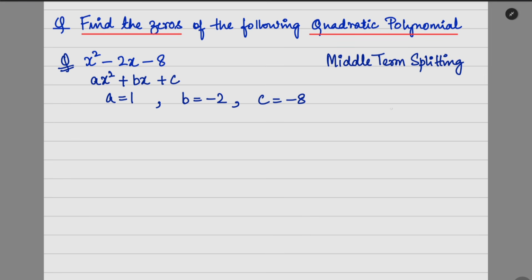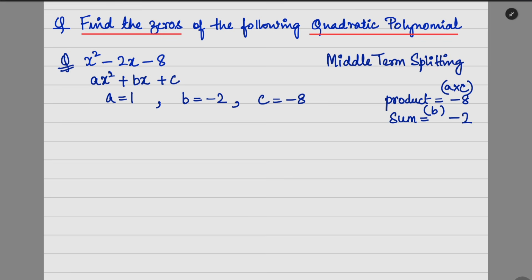Now two things. One is you have to find the product, and the other one is you have to find the sum. The product is nothing but a into c. What is a into c in our case? 1 into minus 8, which is minus 8. And what is the sum? The sum will be nothing but b. It is just b. And what is b? b is nothing but minus 2.